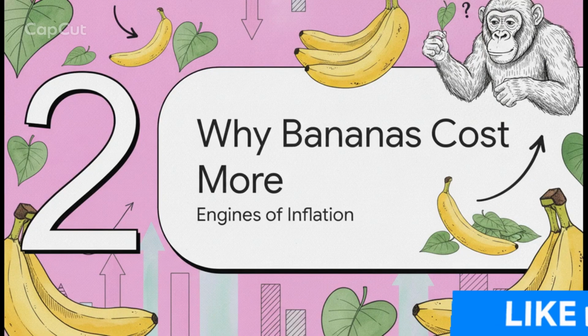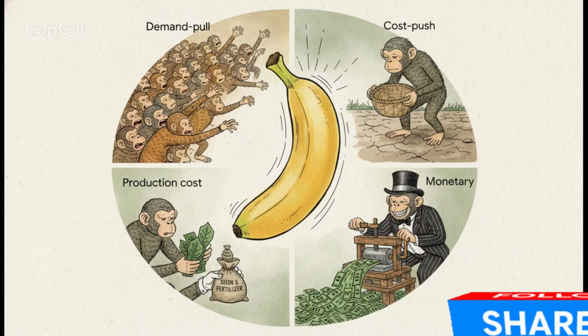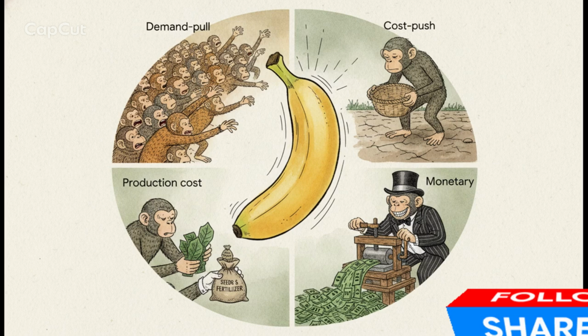Moving right along to section 2, why bananas cost more leaves. Let's look at the engines of inflation. Okay, so we absolutely have to answer the burning question on every ape's mind, right? Why does a banana that used to cost just one single leaf suddenly cost 5? Well, there are 4 main engines driving up prices in the jungle.